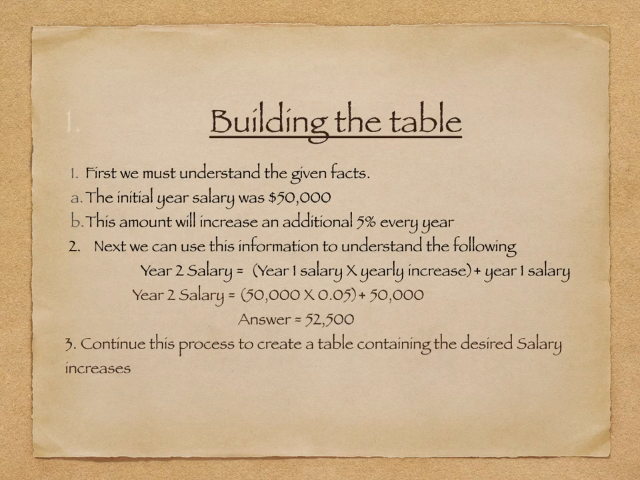In order to build the table, you must understand the given facts. The initial year salary was $50,000, and the amount increase every year is going to be an additional 5%. We can use this information to understand the following. For example, the year two salary is going to be the year one salary times the yearly increase plus the year one salary, and you're going to get $50,000 times 0.05 plus 50,000, which is going to give you a year two salary of $52,500.